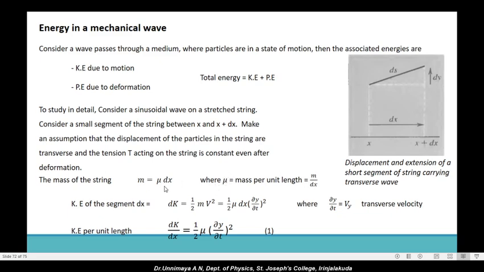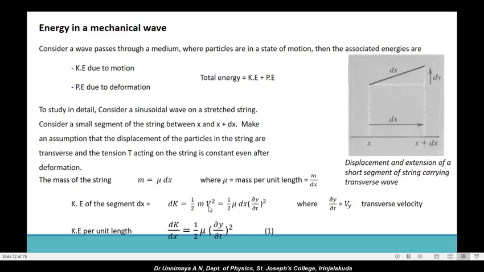So we got the mass. Then we know that kinetic energy is half mv square. Here we look at the kinetic energy of the segment having length dx. So the kinetic energy is expressed as dk. This is the kinetic energy of the segment having length dx. Then dk will be equal to half mv square. We know the expression for m is mu dx. Substitute for m. So this expression will be equal to half mu dx into what is v.